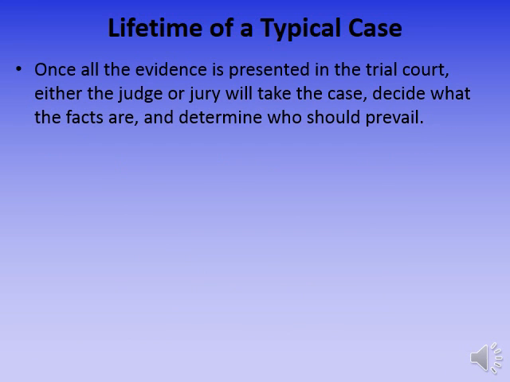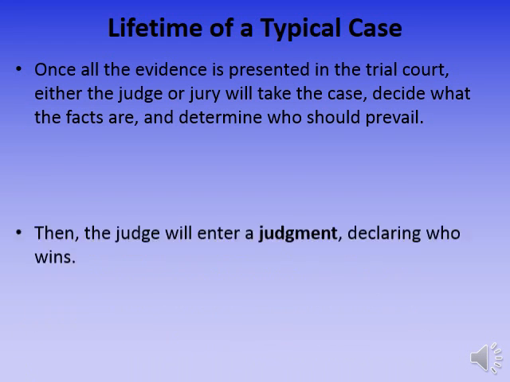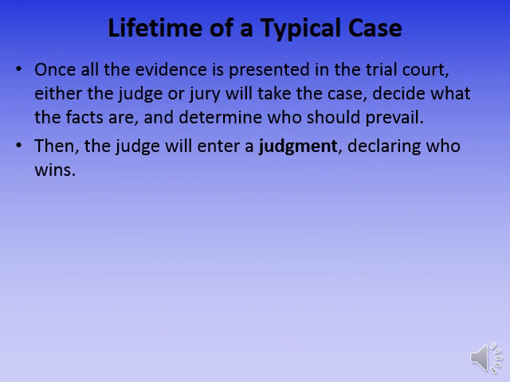So once all the evidence is presented in the trial court, either the judge or the jury will take the case and decide what the facts are. So in this case, who is telling the truth about the stop sign and all that, and then determine who should prevail. Who won, who was telling the truth, who should we decide for. Once they've done that, the judge will accept that verdict and then enter a judgment declaring who wins. The judgment will just say verdict for the plaintiff or verdict for the defendant, and they're awarded X amount of dollars, maybe, if the plaintiff won.